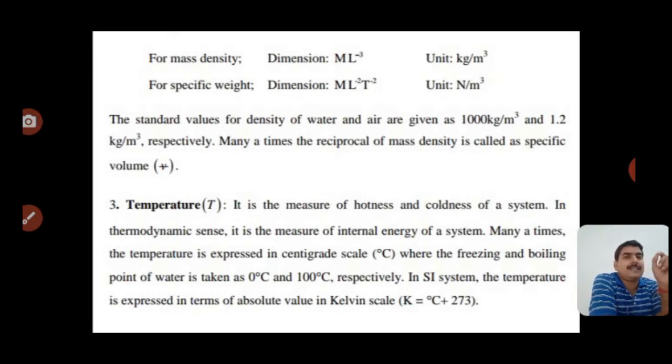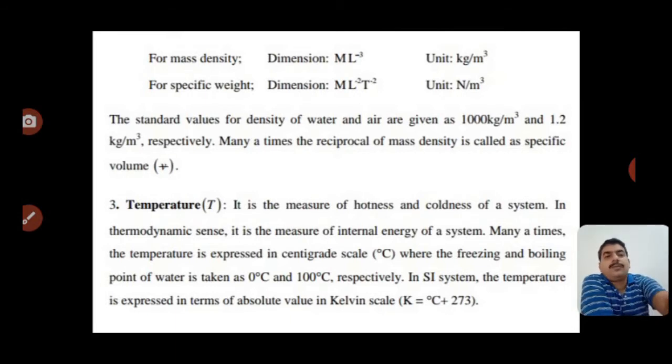In the SI system, temperature is expressed as an absolute value on the Kelvin scale, that is K. We denote Kelvin by capital K, and degree Celsius by degree centigrade, capital C with a small circle on top. Therefore, temperature in Kelvin is equal to temperature in degrees centigrade plus 273.